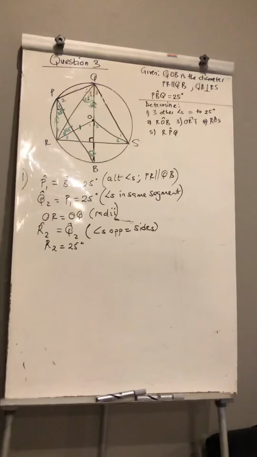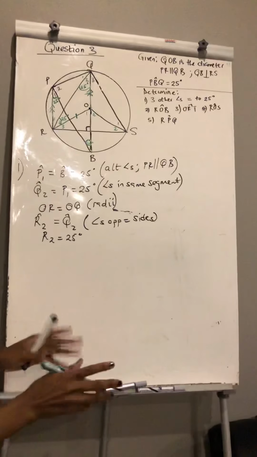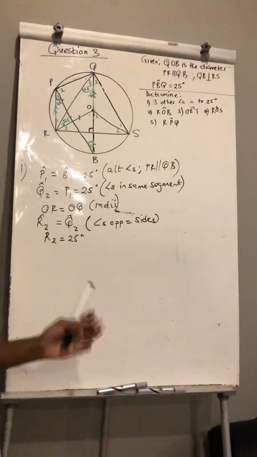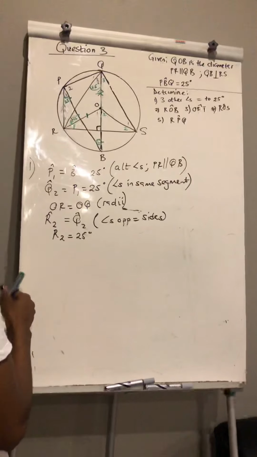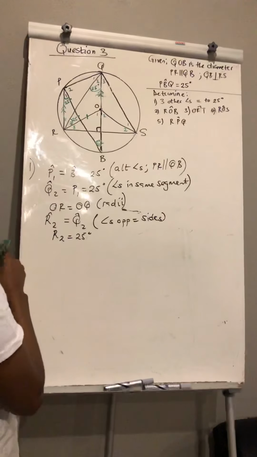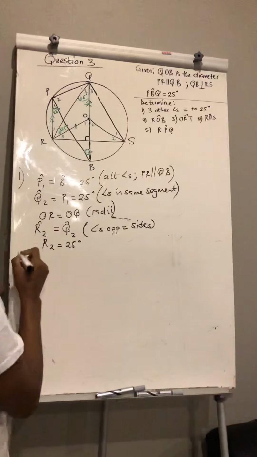So we were asked to find 3 other angles that are equal to 25 degrees. We did. If you found different ones, you should, of course, comment on our group and let us figure it out. I would like to see which ones you got as well. So here is number 2.